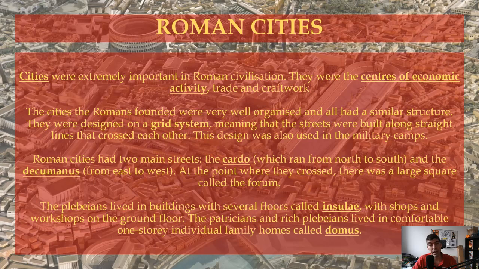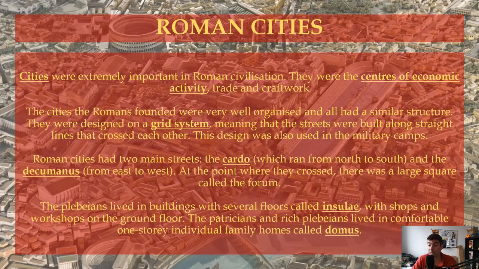So, how were Roman cities? Rome created a lot of cities all over their territory, all over the coasts of the Mediterranean and the provinces they controlled. They were the centers of economic activity, trade and craftwork. The cities were founded and organized more or less in the same way, on a grid system. So the streets intersected at 90 degrees, what today we would call una cuadrícula. That is a grid system.